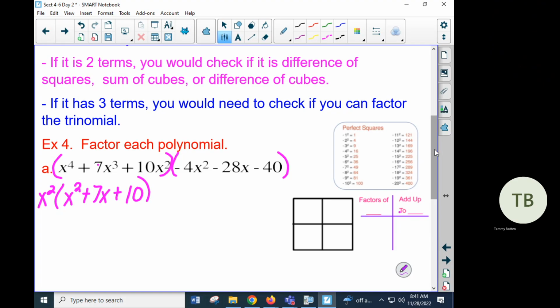Now I look at this. And honestly, whenever the first thing in my second parenthesis is negative, what I do is I kind of cheat and I put my common term here.